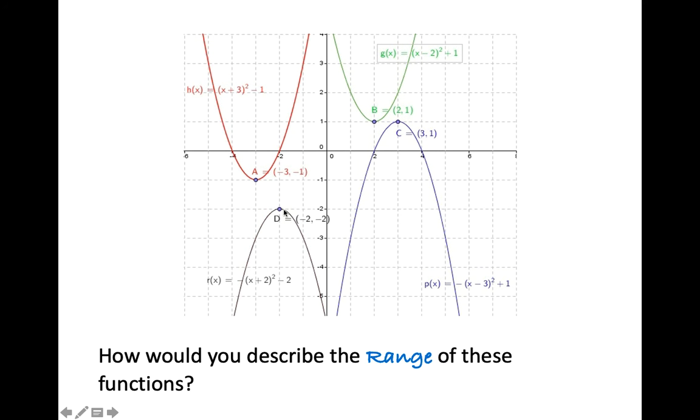The next thing we talk about is the range, and the range has to do with how high does the graph go or how low does it go. So in this one, you can see that your graph doesn't go any lower than a -1.